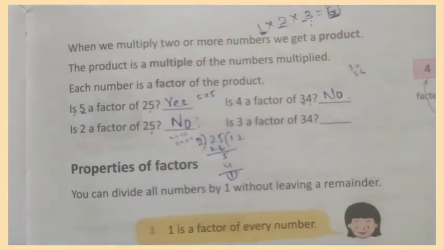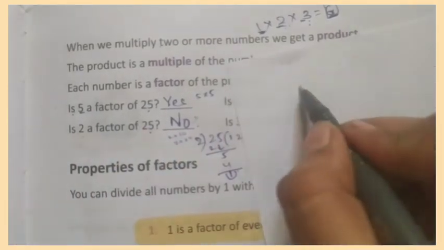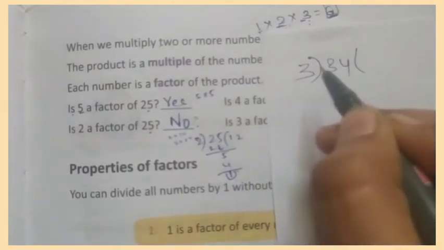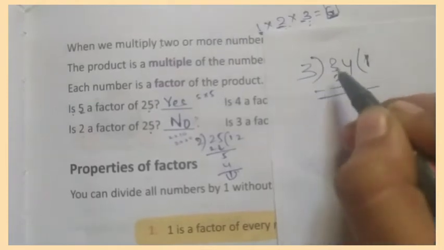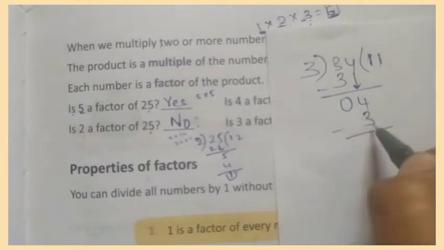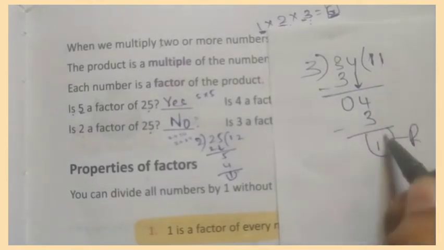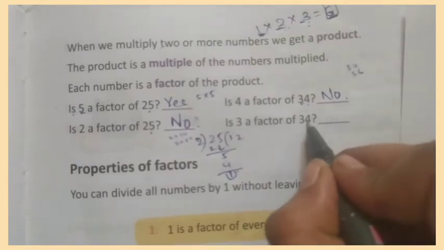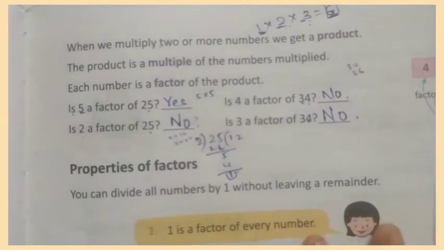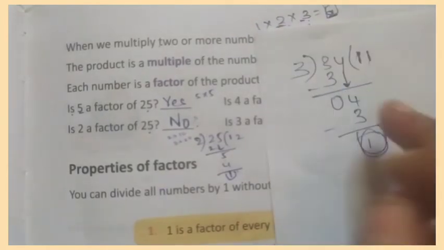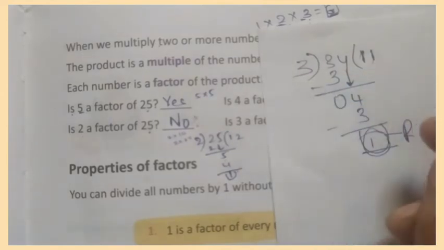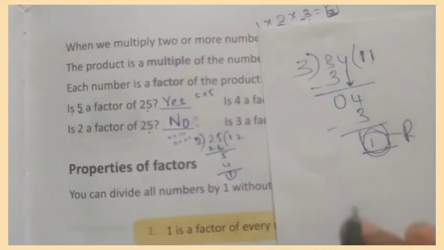Now look here, 34. Check. Is 3 a factor of 34, he asked. So we have to divide by 3. 3 ones are 3. 3 minus 3 is 0 and 4 will be taken here. 3 ones are 3. 4 minus 3 is 1. We got remainder 1. So 3 is not a factor of 34. Like this we have to find by doing division. If you get any remainder, then it is not a factor of this number. If you get 0, then that is a factor of that number.